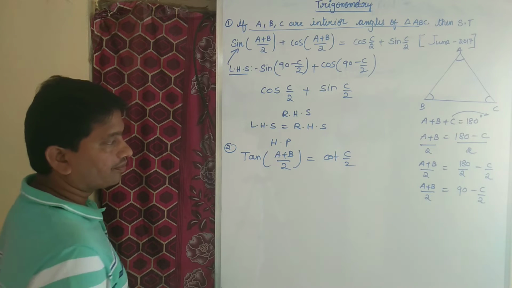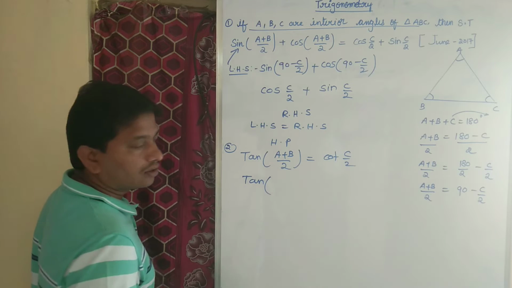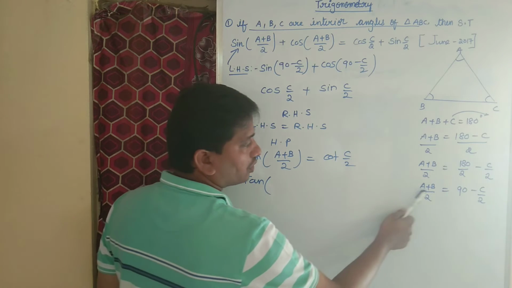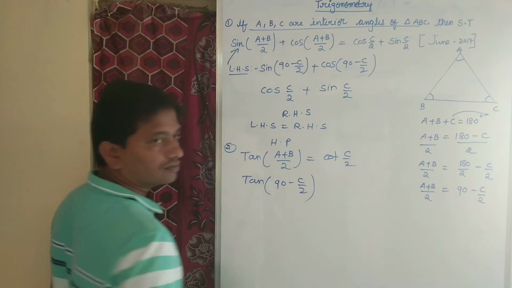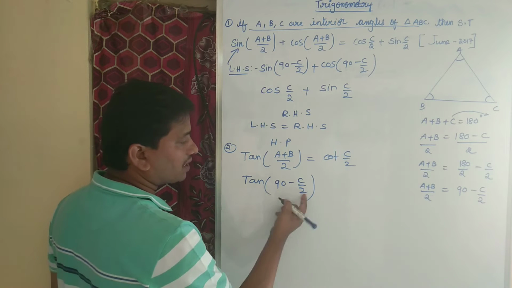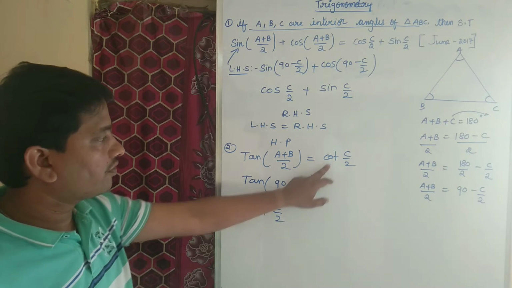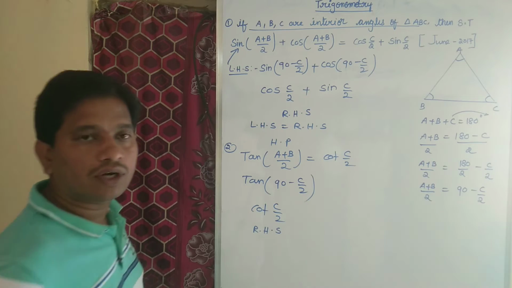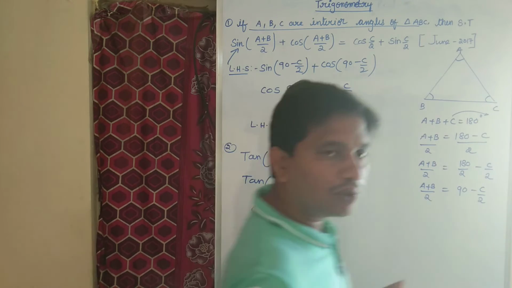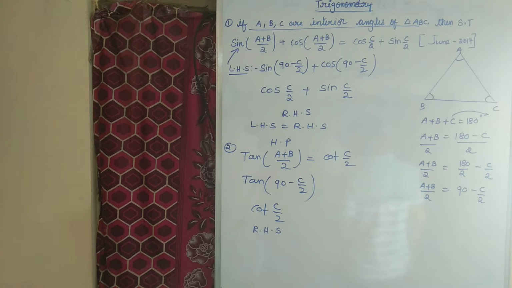Simply, let tan be tan only. What is (A+B)/2, children? We know that (A+B)/2 is nothing but 90 minus C/2. Students, what is tan(90 minus theta)? Tan(90 minus theta) is cot theta. Again, we got RHS, I mean LHS equals RHS. Hence proved. So this is one of the most important problems they are going to ask in the public examinations.